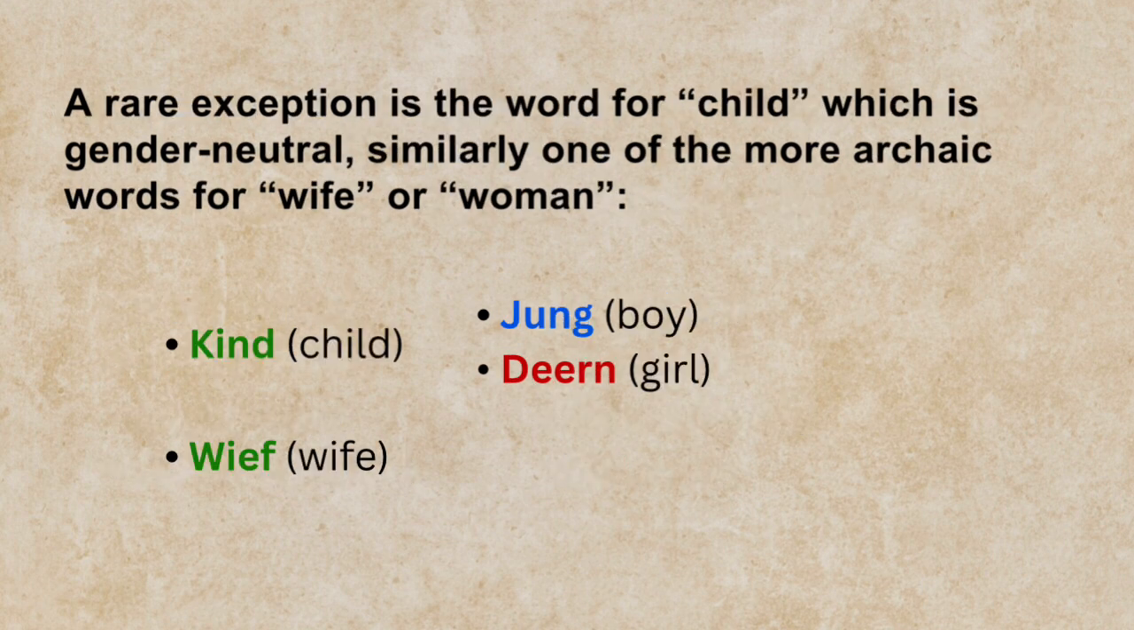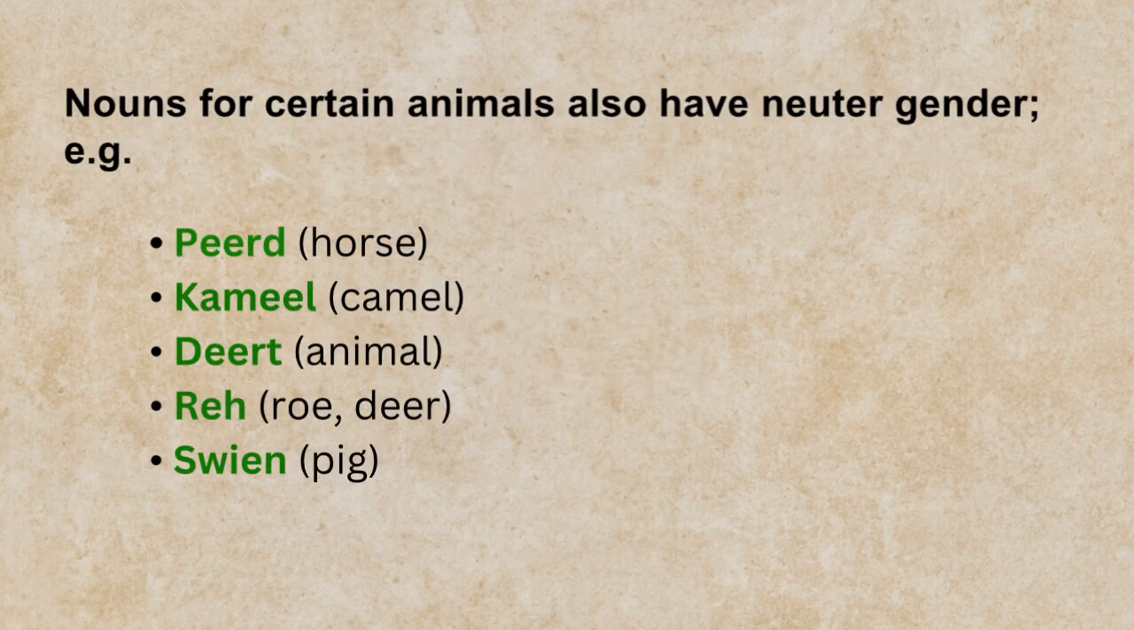A rare exception is the word for child, which is gender neutral. Similarly, one of the most archaic words for wife or woman. Kind, jong, dejen, wief. Nouns for certain animals also have neuter gender. For instance, pejat, kameel, dejat, rei, svin.